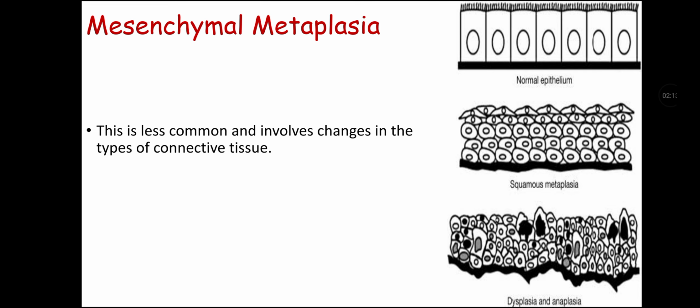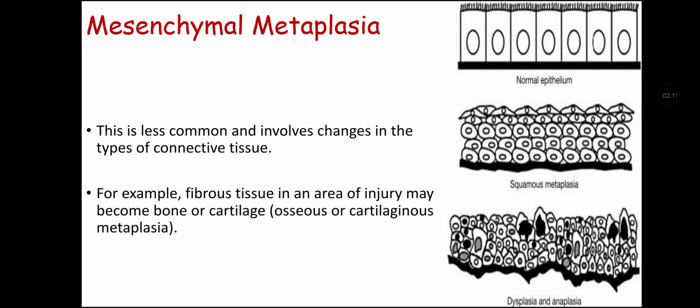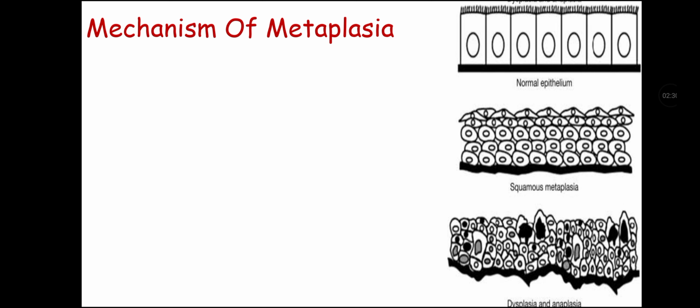This is less common and involves changes in the type of connective tissue. For example, fibrous tissue in the area of injury may become bone or cartilage, that is called as osseous metaplasia or cartilaginous metaplasia, depending on the end type of the tissue that is formed.